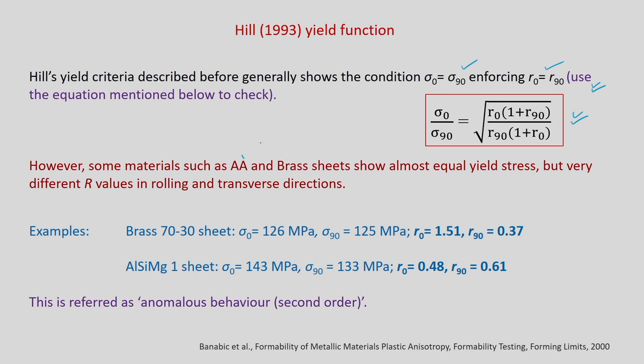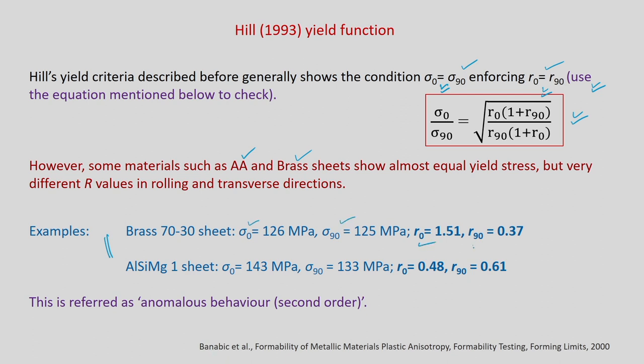However, some materials such as aluminum alloy and brass sheets show almost equal yield stress, but then R values are very different. Their R values along rolling and transverse direction: 0 degrees is along the rolling direction, 90 degrees is along the transverse direction, and they are very different. Some of the examples you can see I have taken, suppose this brass 7030 sheet, this particular alloy you take it, sigma 0 is 126, sigma 90 is 125, they are almost the same.